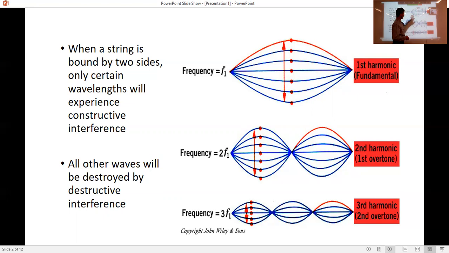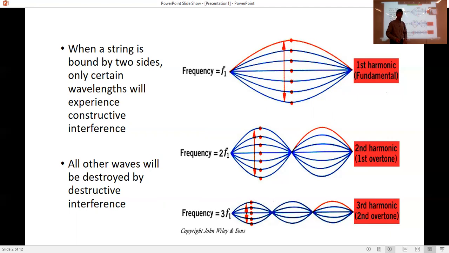So for instance, if my wavelength is a little bit more than twice the length of the string or a little bit less, destructive interference will result, no standing wave. Same thing here. Here, our wavelength is equal to the length of the string. If I'm a little bit higher in frequency, which is going to create a shorter wavelength, or a little bit lower in frequency, which is going to create a longer wave, those will cause the waves to interfere destructively and be wiped out. Okay?